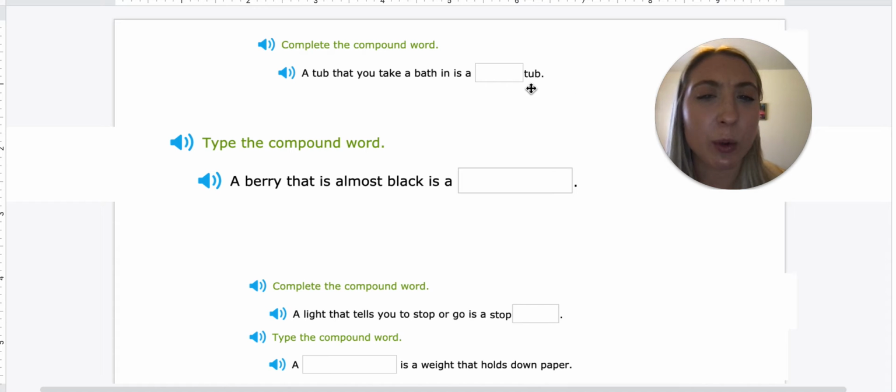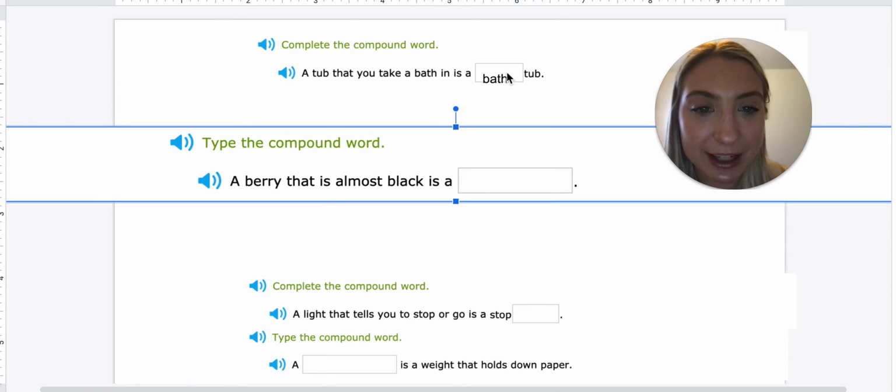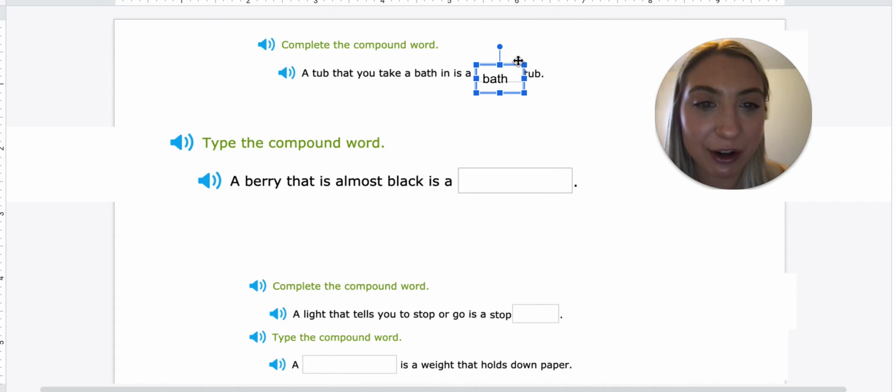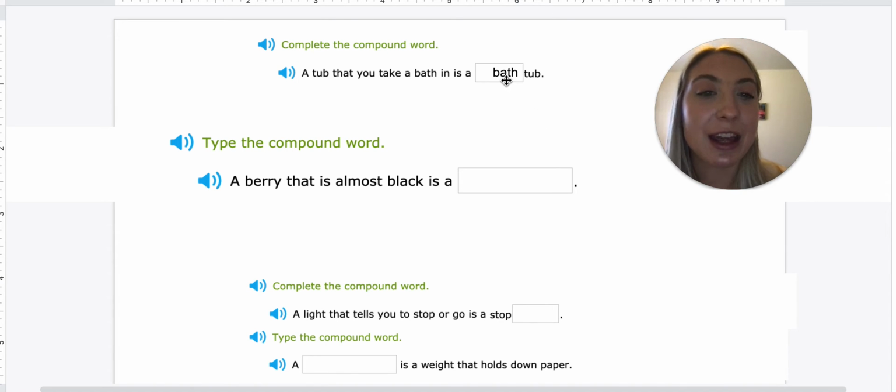So let's look. This one says complete the compound word, so we're just typing in either the first or the second word. A tub that you take a bath in is a blank tub. So a tub, what kind of tub would you use to take a bath? It would be a bathtub. So I see they have tub already, so I just have to add the first part. There would be originally no space, so this is our new compound word. So we're taking a tub, and you take a bath in it. That is our bathtub. So we're taking two parts, and we're putting it all together to make our compound word. That's when we're completing the compound word.